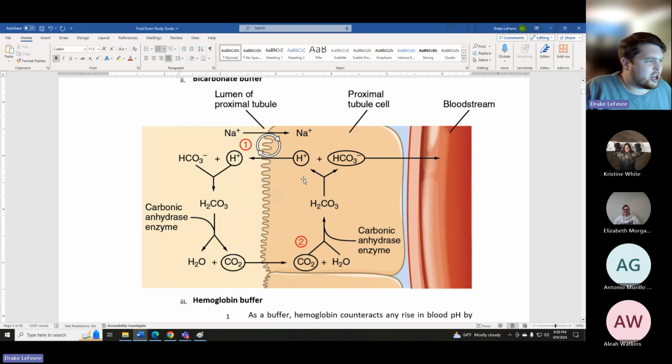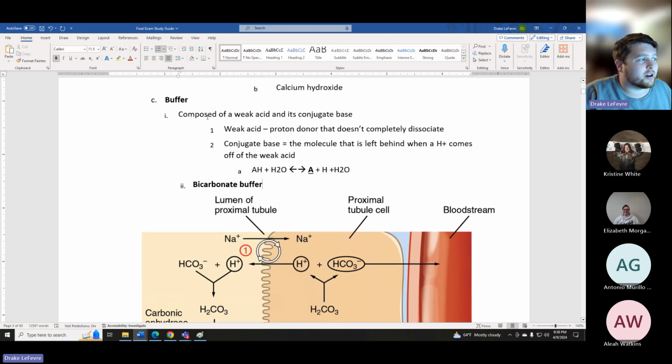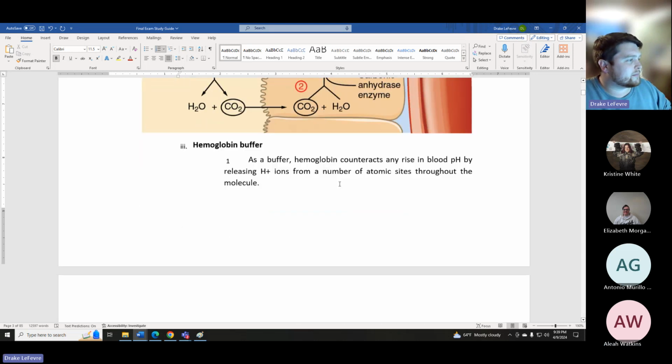You don't have to memorize the whole thing super intensely. It comes back. Just look out for it later on. But the main reason for the buffer is so that you can closely monitor the pH and make sure it stays appropriate. Because what's the appropriate pH for our bodies? 7.35 to 7.45. Good job.